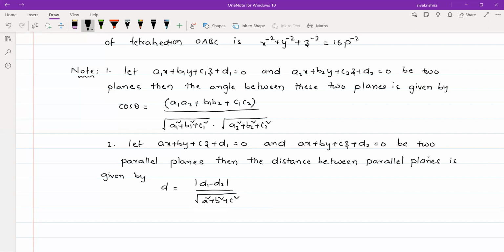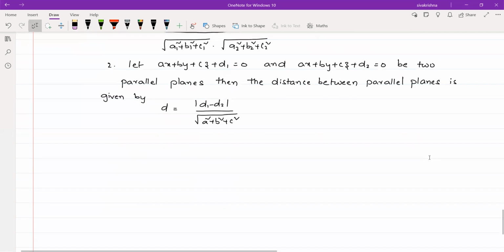In order to find the distance between those two parallel planes, the formula is d is equal to modulus of d1 minus d2 by root of a square plus b square plus c square. So now I am going to do problems based on these two points. Okay, write the first problem.